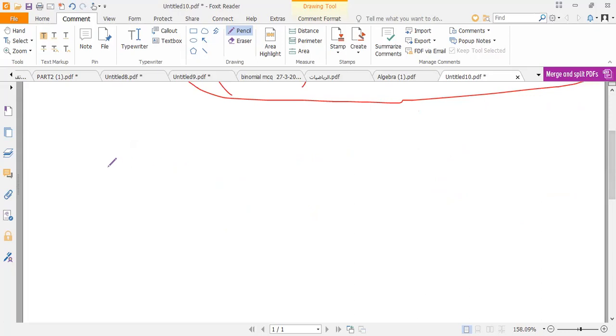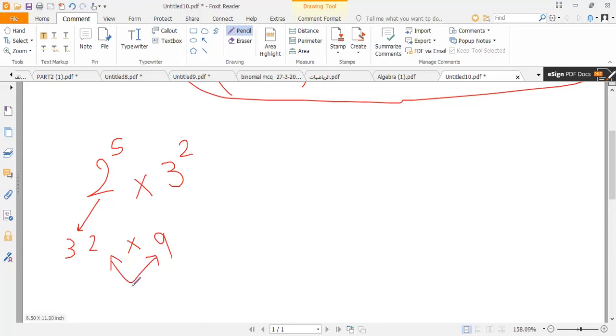For example, when I have 2 to the power of 5 times 3 to the power of 2, what is the result? Actually, I can't simplify anything here. I have to find the value of each: 2 to the power of 5 is 32, and 3 squared is 9. Then I multiply them together to get the final answer.